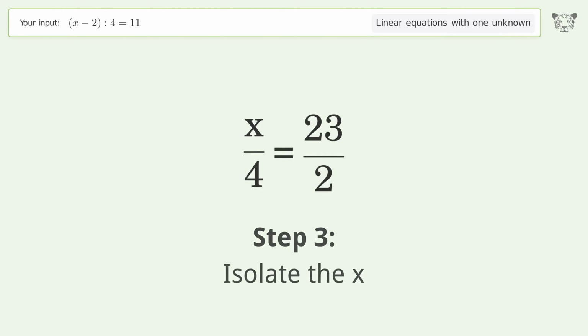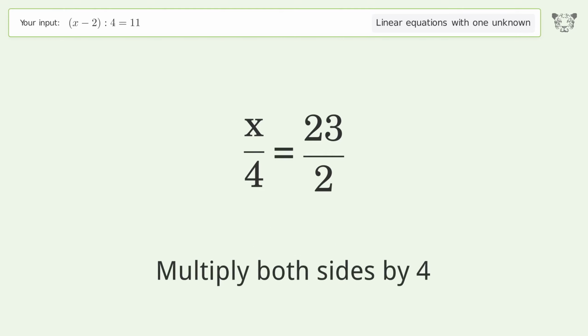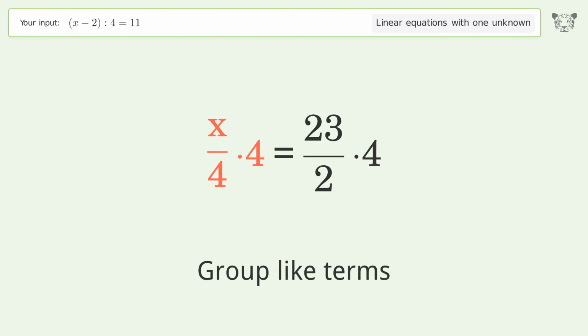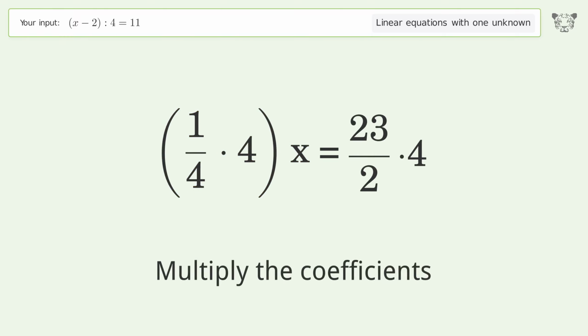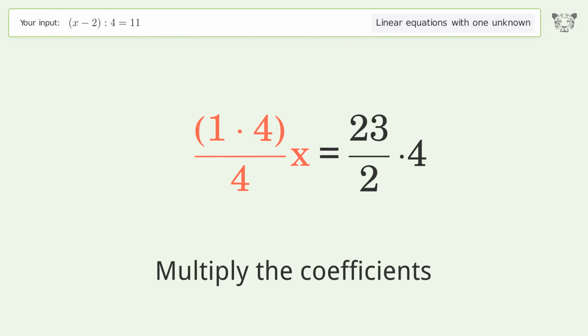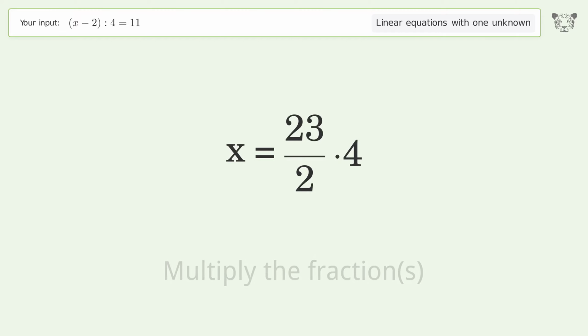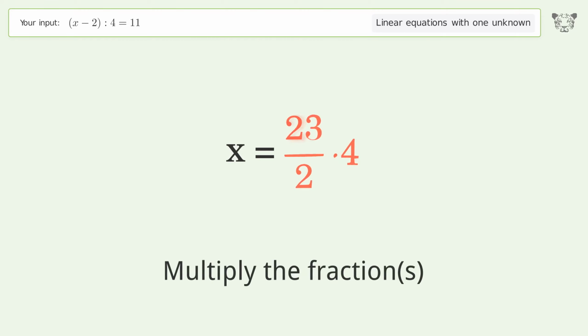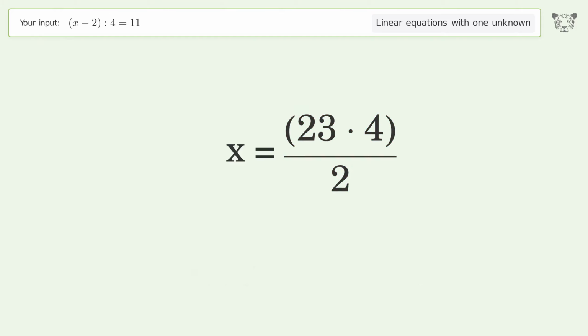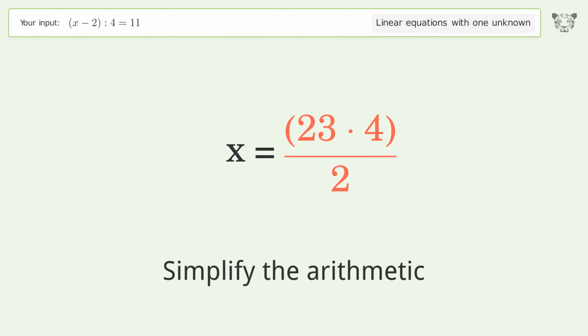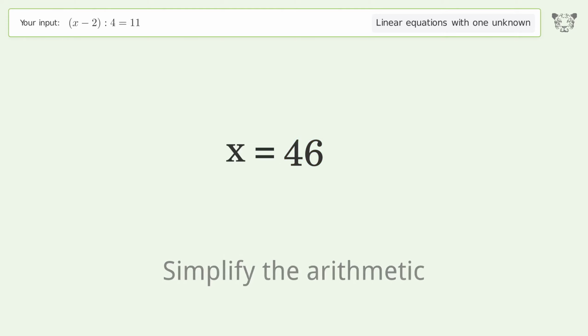Isolate the x. Multiply both sides by 4. Group like terms. Multiply the coefficients. Simplify the fraction. Multiply the fractions. Simplify the arithmetic. And so the final result is x equals 46.